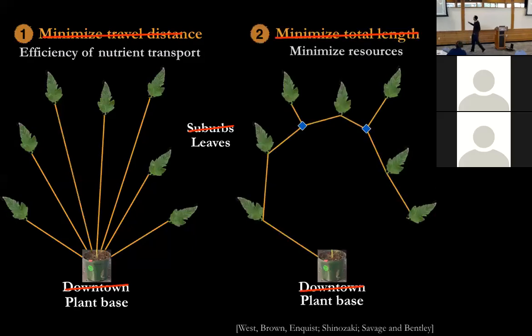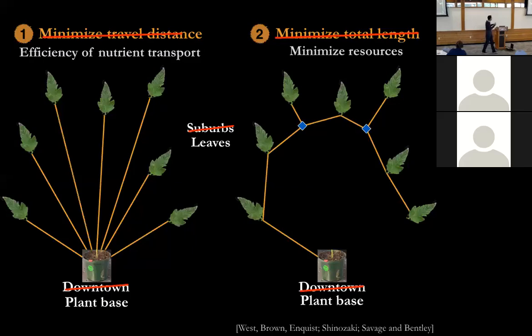On the other hand, you can ask the same question about minimizing total length, and that has to do with how many resources are actually needed to build this architecture. For example, the amount of carbon you need to actually build all the branches that you need to connect these leaves and where they need to go.